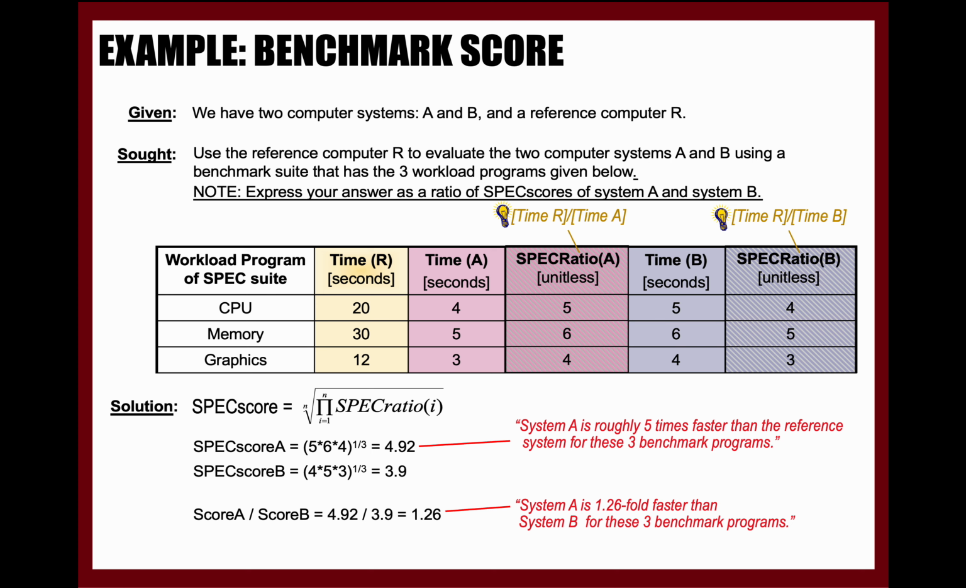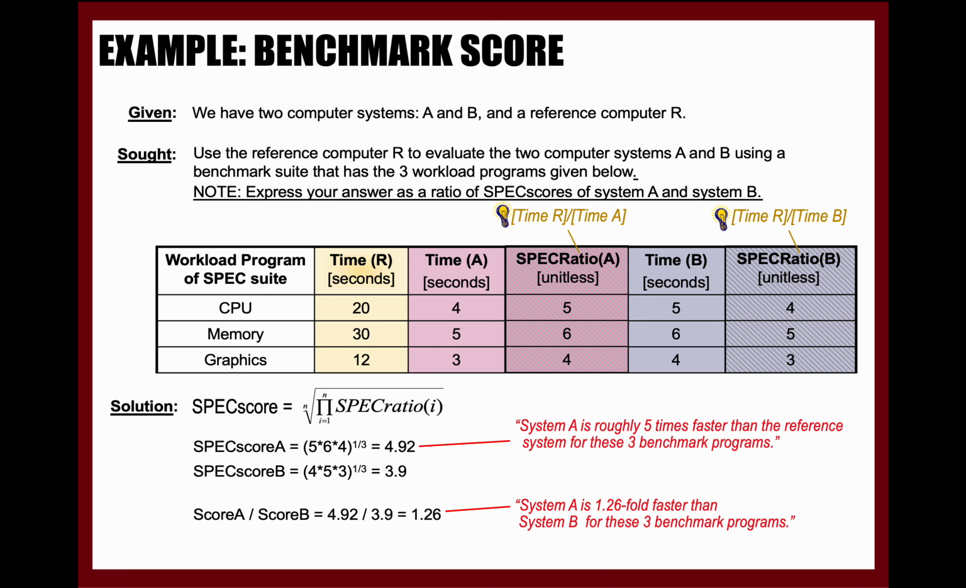How is it done? First, calculate the SPEC ratio for each workload by taking the ratio of execution time on the reference computer to the time on the computer A or B. For system A, CPU equals 5, memory 6, graphics 6. For system B, CPU 20 by 5 is 4, memory 30 by 6 is 5, graphics 12 by 4 is 3.